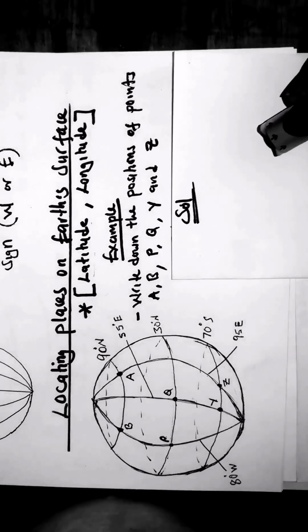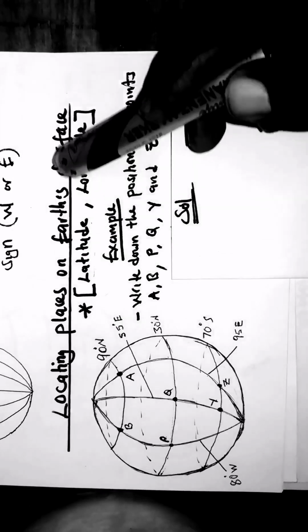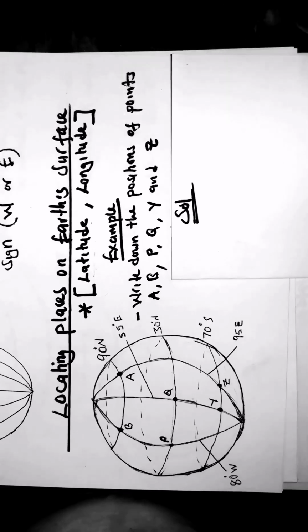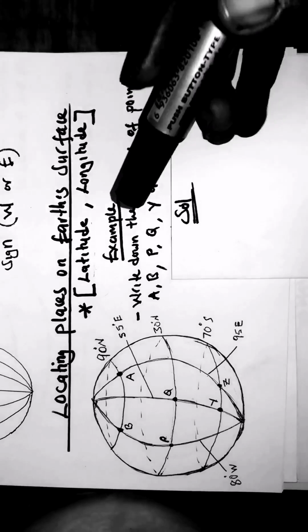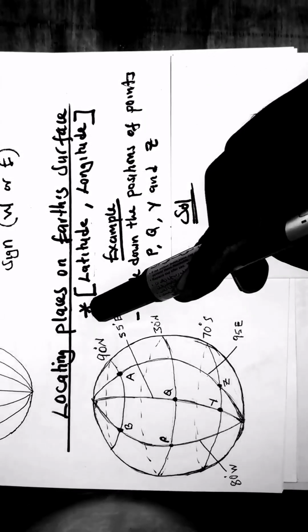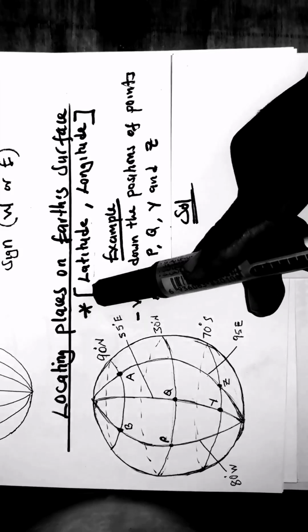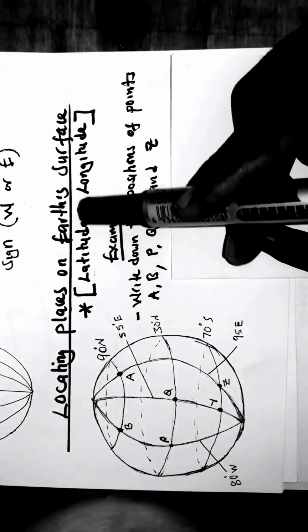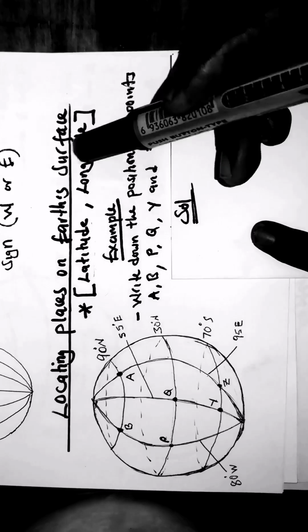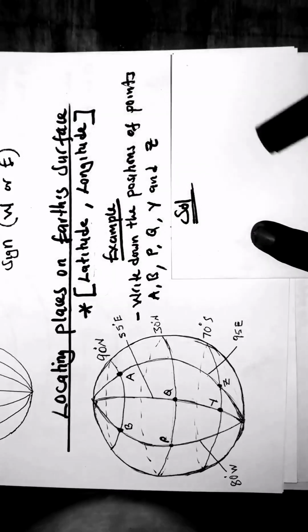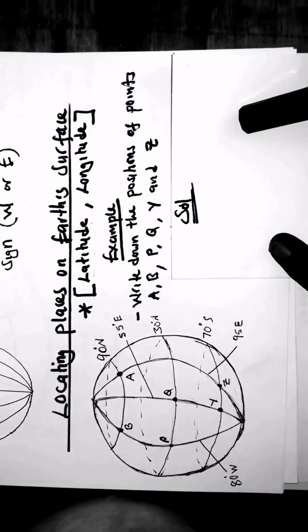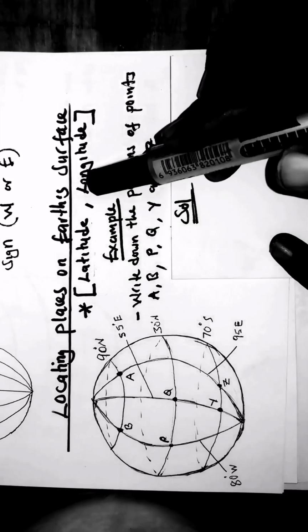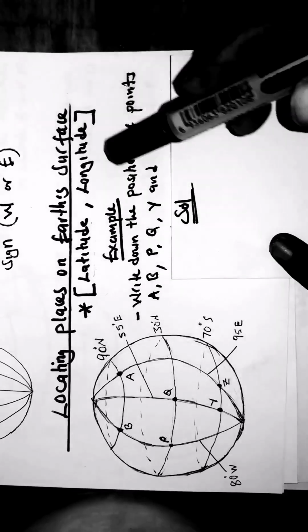Let us now look at how to locate places on the surface of the Earth. So the question is, how do you locate places on the surface of the Earth? To locate places on the surface of the Earth, first of all, you need to state the latitude on which that point is lying, comma, the longitude on which that point is lying, and then you put your answer in brackets like that. You first start by listing the latitude, then comma the longitude, and then your answer should be in brackets.